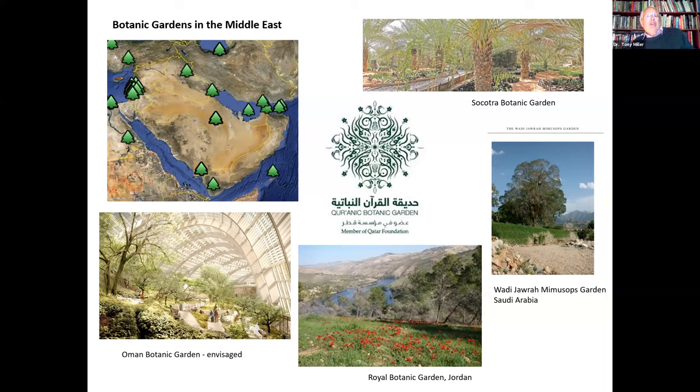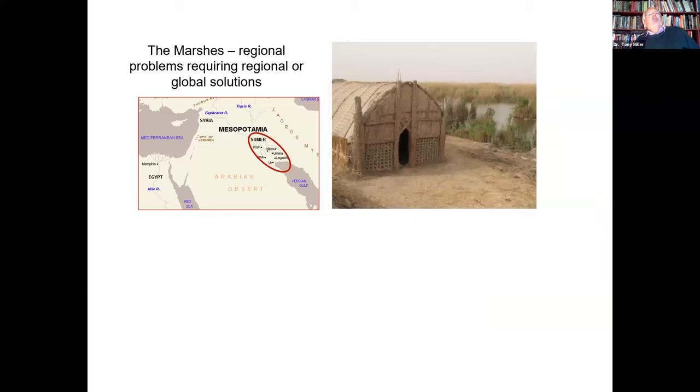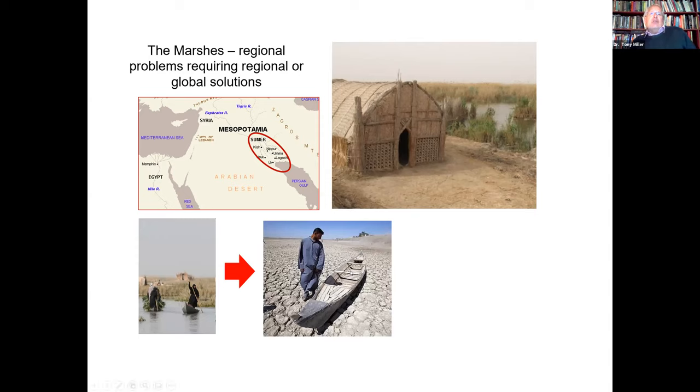I didn't want to spend too long on this, but I wanted to mention one big problem, which highlights a lot of the issues in the region. This is the marshes, a regional problem requiring both regional and global solutions. Probably everybody's aware of the Mesopotamian marshes with this wonderful Sumerian culture, the place where writing originated, the first civilization, the first laws, the first towns. Small patches are still there, so we still see people existing there, but it's going downhill very rapidly.